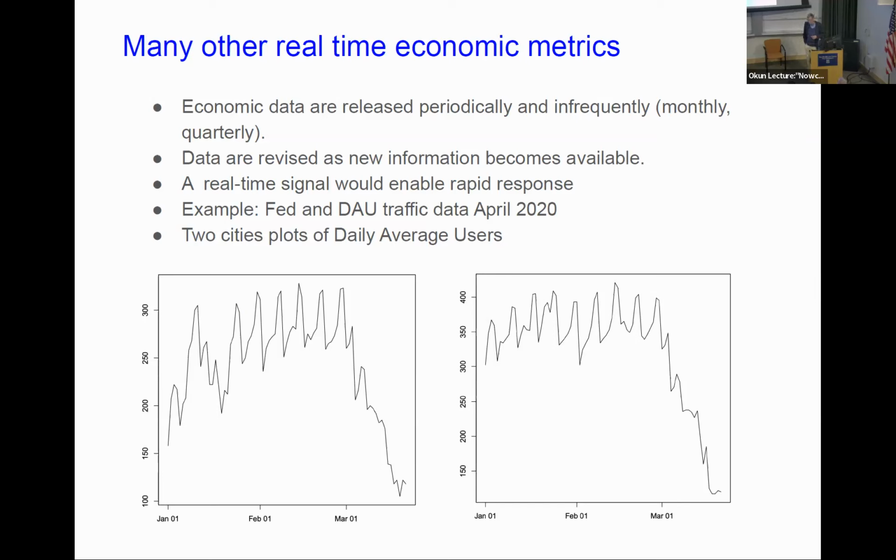So let's look at the business of releasing economic data done by governments typically, or international organizations. They're revised as new information becomes available. And so it's nice to have as recent data as possible if you're concerned about doing some kind of forecasting or nowcasting based on that variable. So these are examples of daily average users of Google Maps, which I'm sure all of you have seen at one time or another. And there's an interesting story behind this.